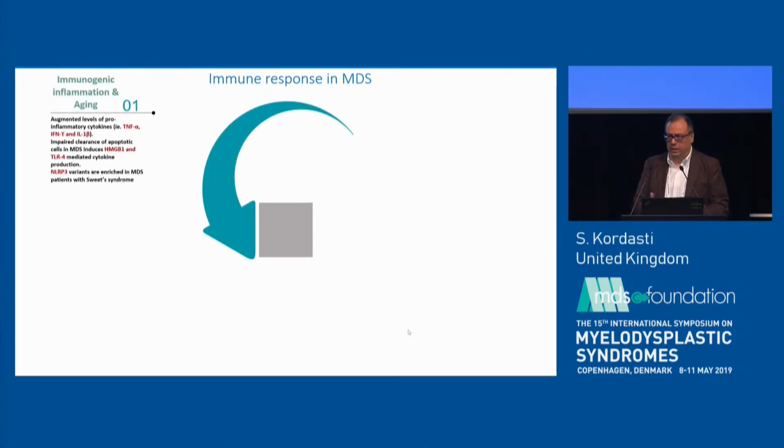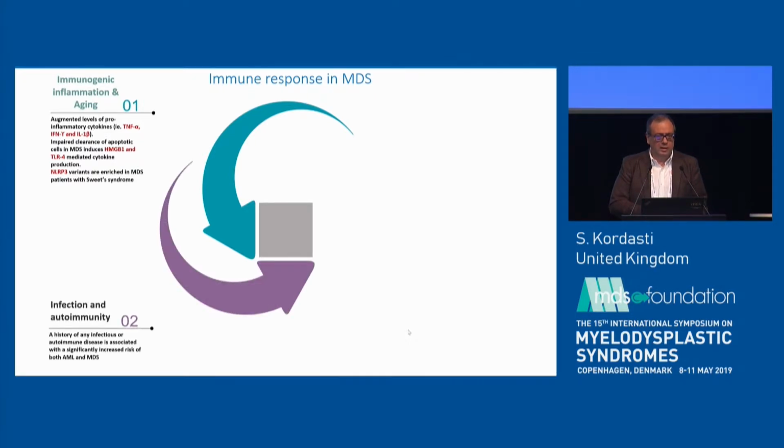You heard talks yesterday about the niche, immunogenic inflammation and perhaps immunoaging, which are important and augment the level of pro-inflammation and impaired clearance of apoptotic cells, and the importance of NLRP3 in sustaining the inflammatory environment.